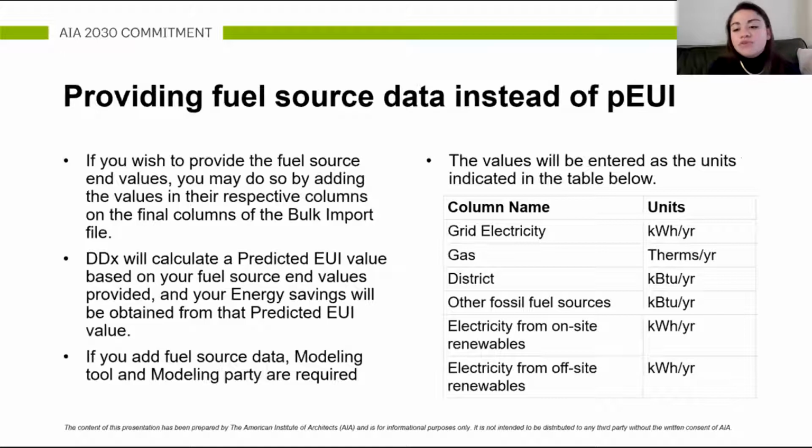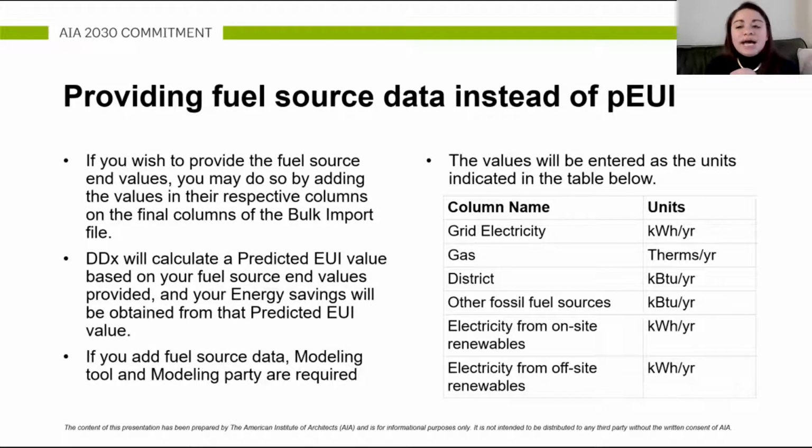If you go down the fuel sources route, you would add the fuel sources to the respective columns in the bulk import file. They're the very last columns. For that data, the DDX will determine a PEUI value for you. It'll calculate it for you. So you don't write anything in the PEUI cell.